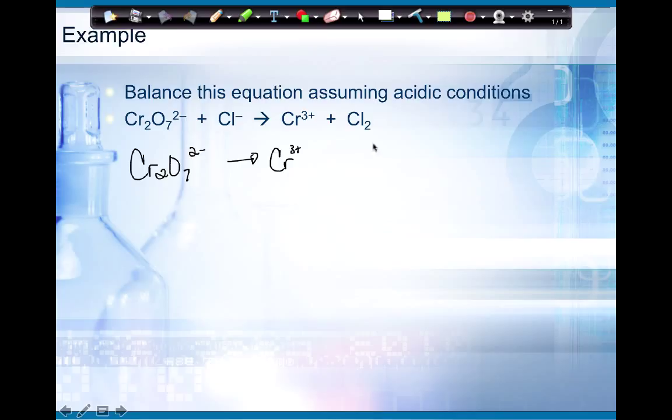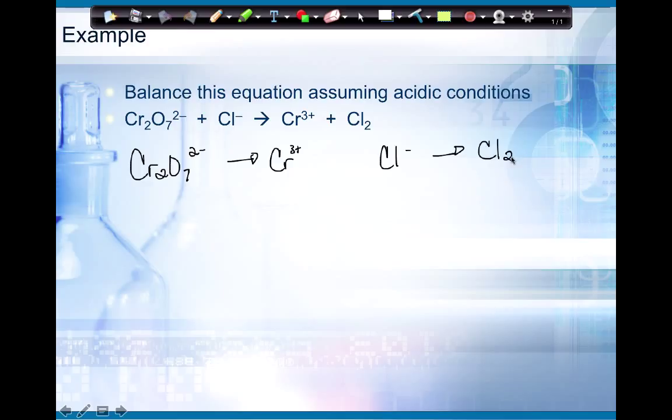And then my other reaction is going to be this, where it's being oxidized. So I have my 2 reactions right here. We're going to focus on each reaction, just one thing at a time right now. All right, so let's look at this one.